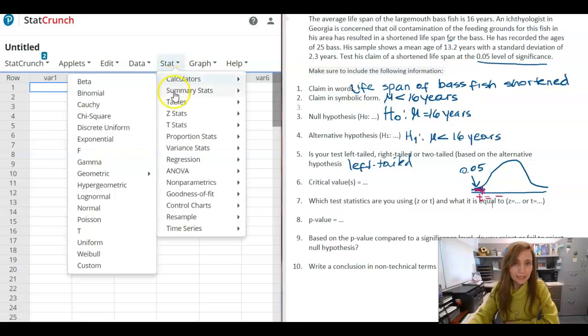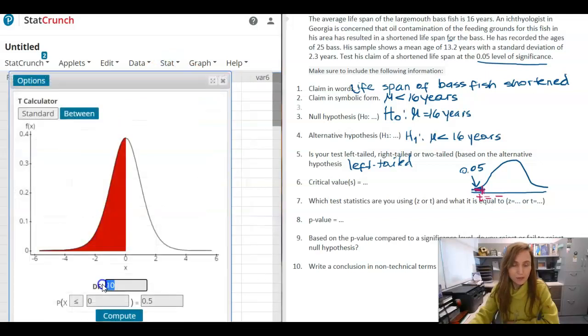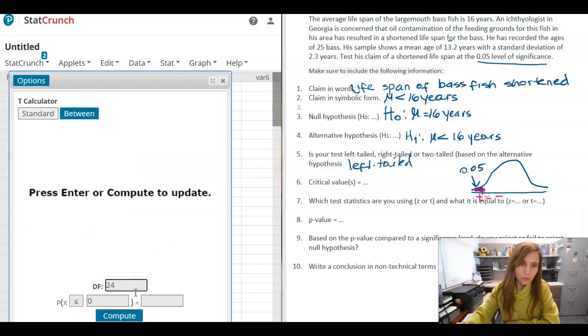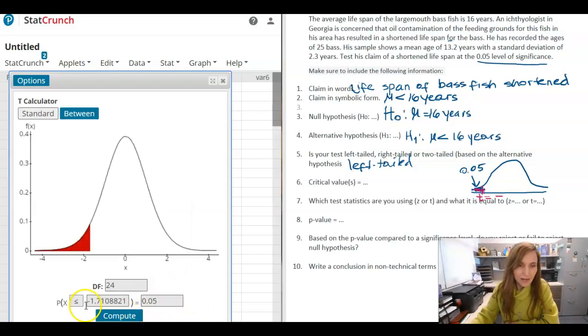Let's go to Stat, Calculators, T. DF, degrees of freedom, is n minus 1. N is 25. We have 25 fish in the sample. 25 minus 1 is 24. The distribution is on the left side, so we use the less-than sign. 0.05 in the area box. Compute. T value is negative 1.71.